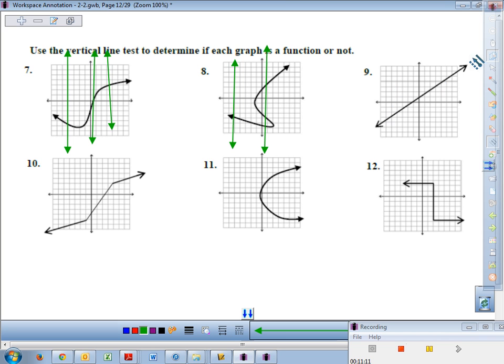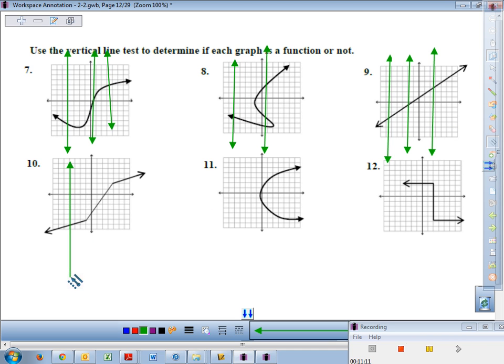What about this guy? That's a line, right? Isn't that just a plain old line? You've graphed them for years now. Vertical line. Will it always work? So is it a function? Yes or no? Yes, because the graph passes the VLT.